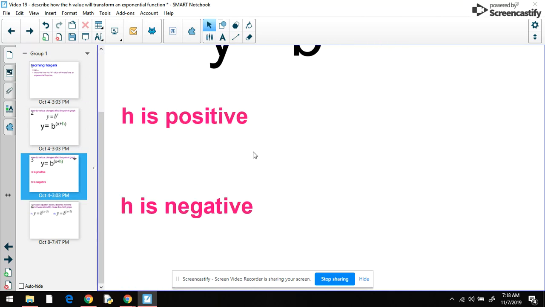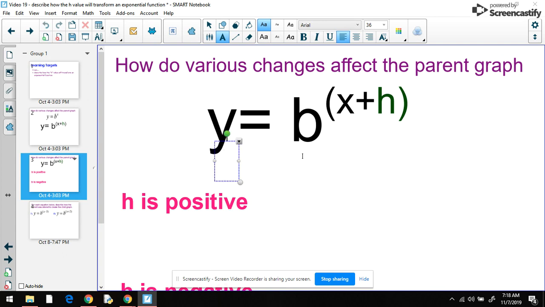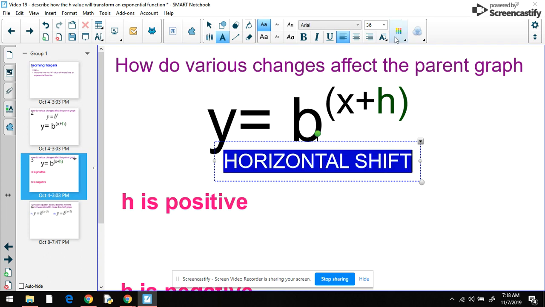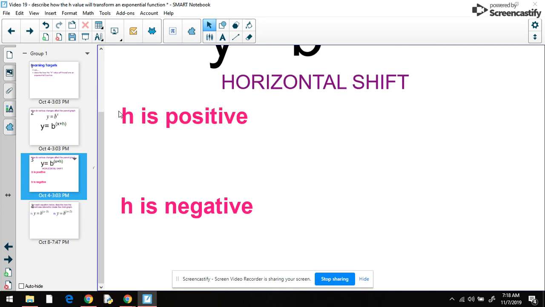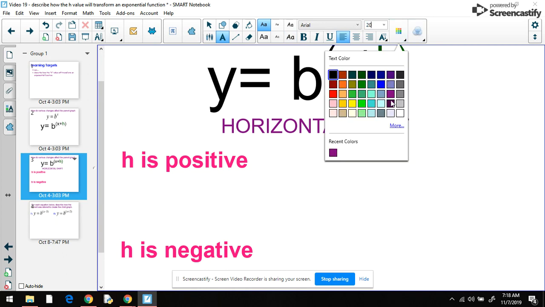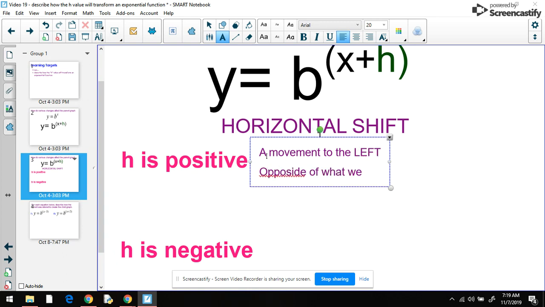So here, if we go in and take some formal notes on this, what I notice is that h is my horizontal change, my horizontal movement, my horizontal shift. So h describes how my graph is going to move horizontally when compared to the parent graph. Now, when h is positive, remember this was the opposite of what we expected to happen. So when h was positive, what we saw was a movement to the left, which is the opposite of what we expected.